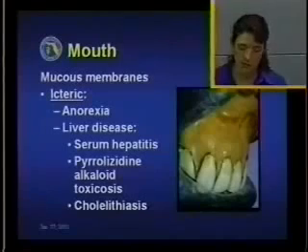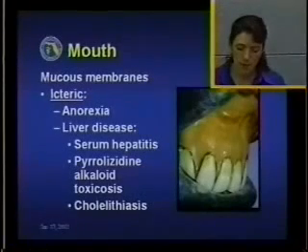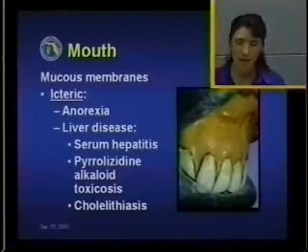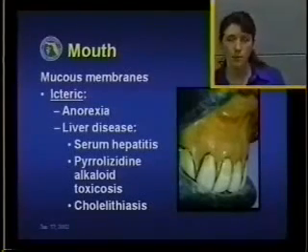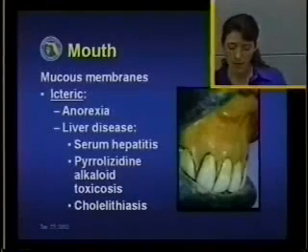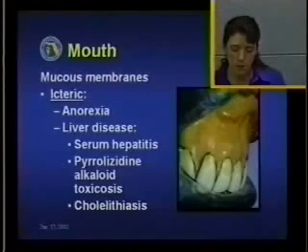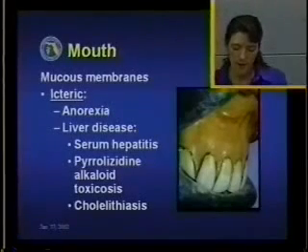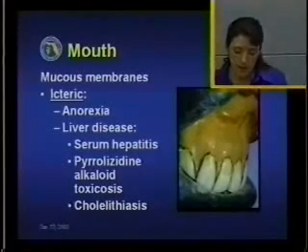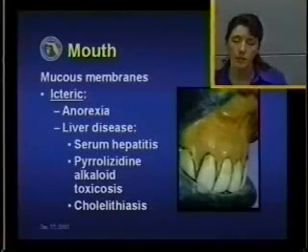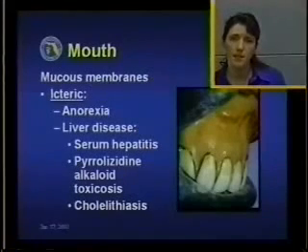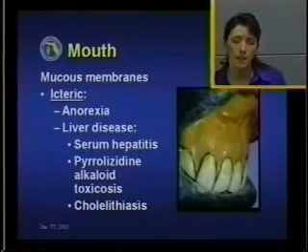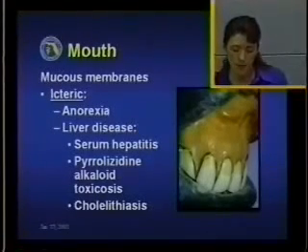Icterus can also obviously be associated with liver disease, and the most common liver diseases in horses include serum hepatitis, which can be caused by the use of tetanus antitoxin, which is a product prepared out of horse's serum. So this could be a complication of treatment with tetanus antitoxin. Another common cause of liver disease will be pyrrolizidine alkaloid toxicosis, and pyrrolizidine alkaloids will be found in certain toxic plants, and the chronic ingestion of these plants can lead to hepatocellular necrosis and enough liver damage that will in turn result in liver failure.